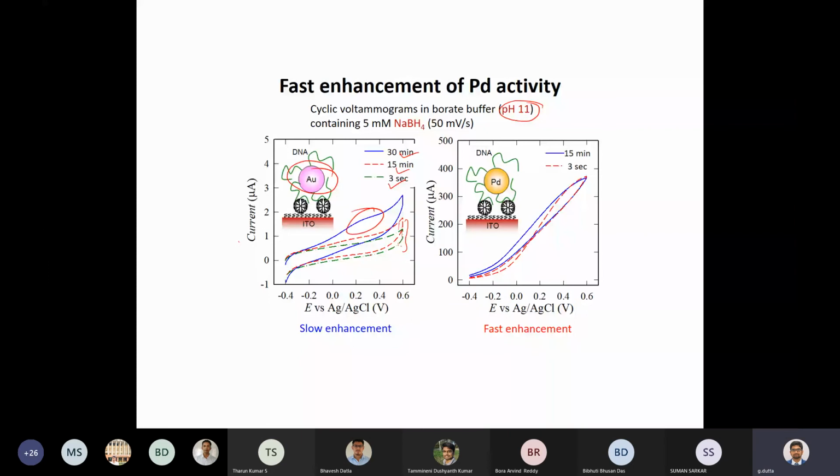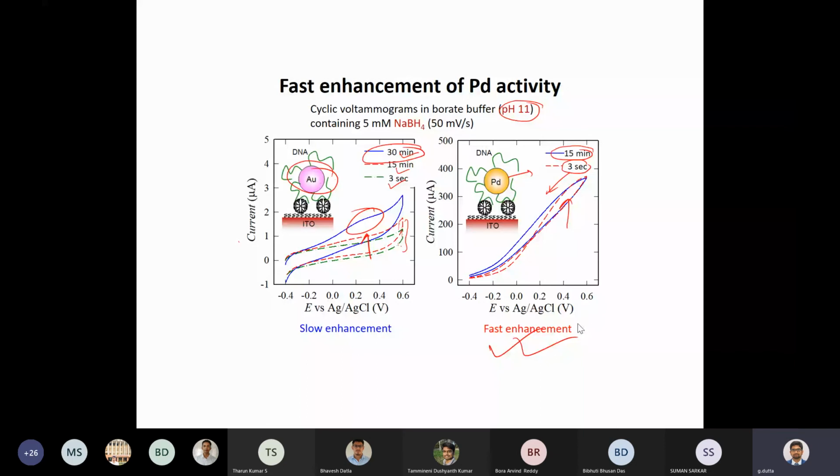But in the palladium case, you can see 3 seconds and 15 minutes are almost similar. I mean, within 3 seconds, the surface can be enhanced. Means very quick, just drop and done. But for the gold case, it is taking almost 30 minutes. So it is a very fast enhancement. Clear? Guys? Hello?